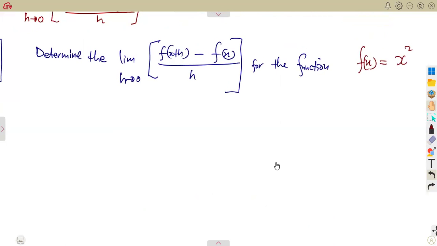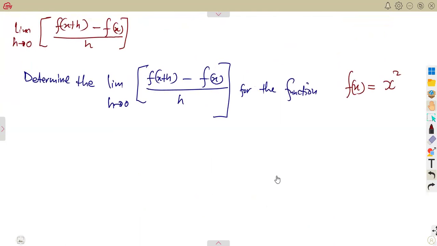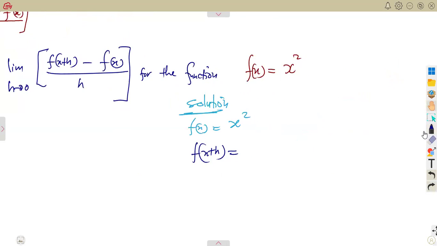So this is what we have. F of x this time is given as x squared. So what are we going to do? As we can see from our formula, we have got f of x and also f of x plus h. So in this case, we have already our f of x, which is x squared. We are going to need f of x plus h, where we substitute in place of x, we substitute what? X plus h. All right. F of x plus h, in place of x, we substitute x plus h.